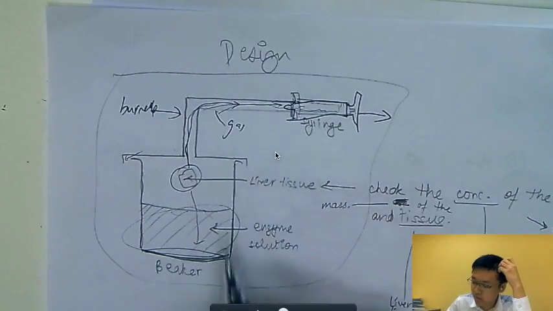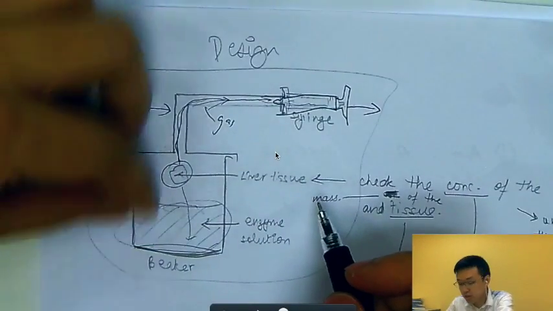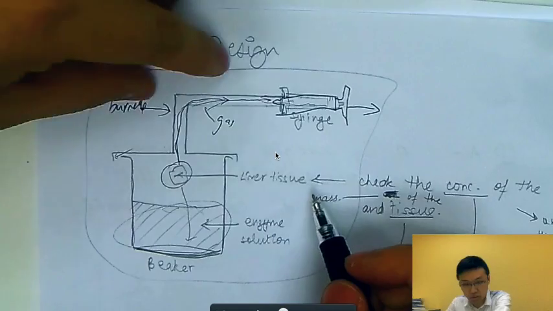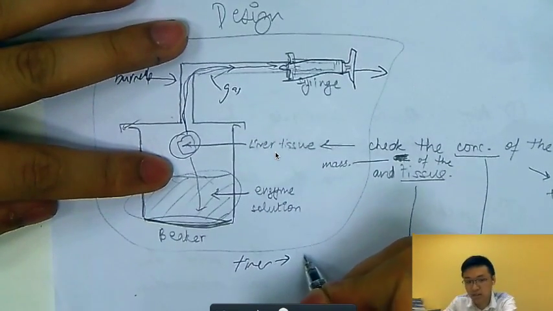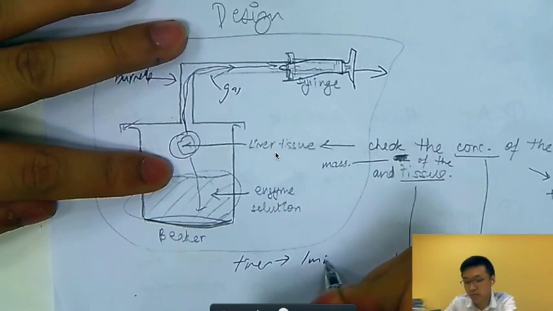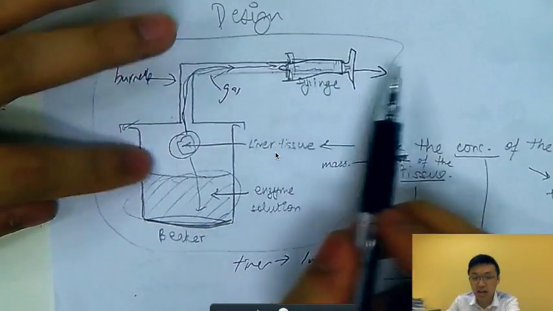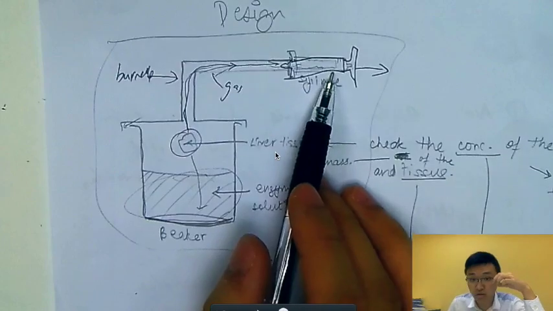Okay, so maybe once you put the liver tissue in, you can put the syringe on, put a burette and the syringe on, and then you start a timer. Okay, so the timer is, let's say, you time it for 1 minute. After 1 minute, you see how much volume is being put into the syringe.